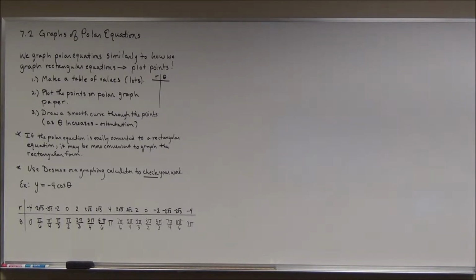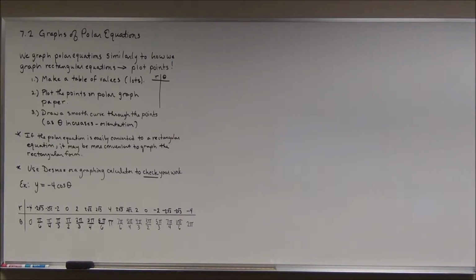Section 7.2, the graphs of polar equations. In section 7.1, we talked about graphing ordered pairs that were polar coordinates. We use the polar graph paper, and we are able to plot the points using the polar distance r and the polar angle theta. We also mentioned that there's more than one way to indicate a set of coordinates for a particular point.